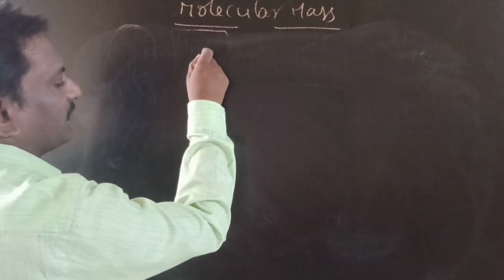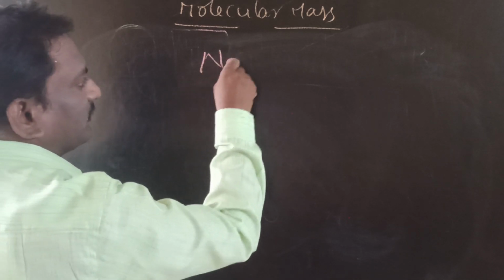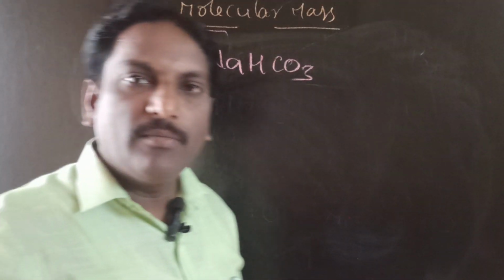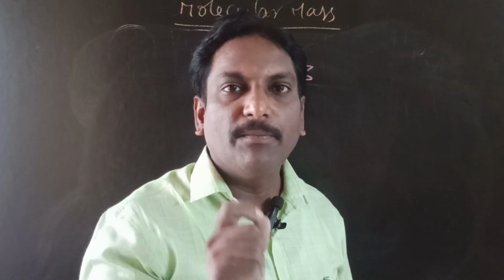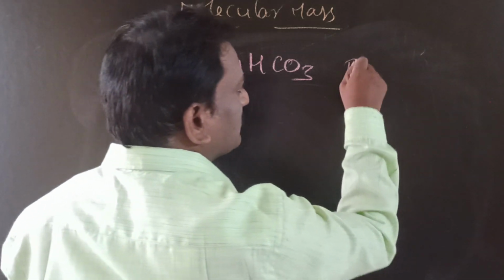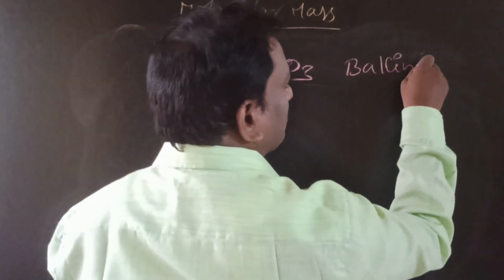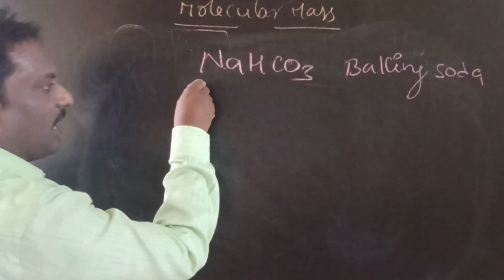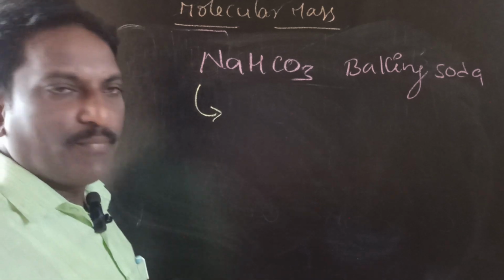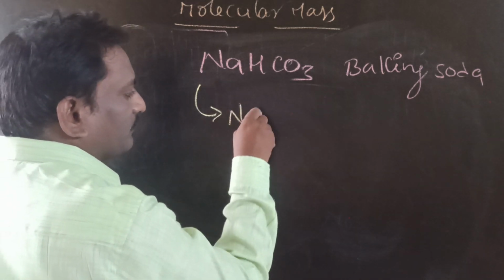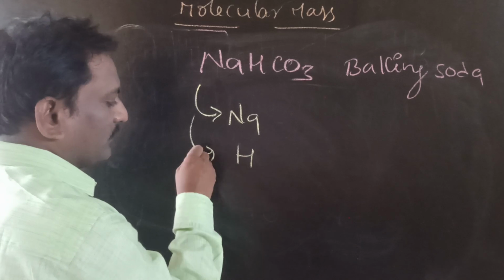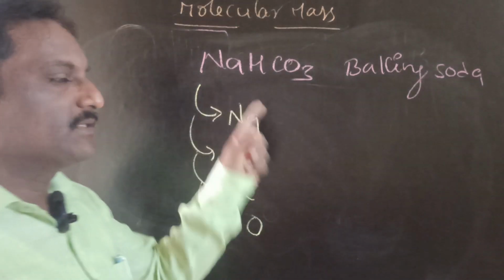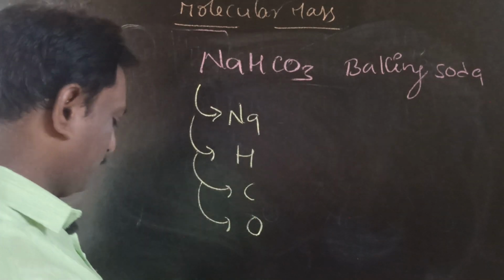Next one, baking soda. The formula for baking soda is NaHCO3. Sodium bicarbonate, sodium hydrogen carbonate. The common name is baking soda, very important. So let us list out atoms of different elements present in baking soda: sodium, hydrogen, carbon and oxygen. These are the elements present in one molecule of baking soda.